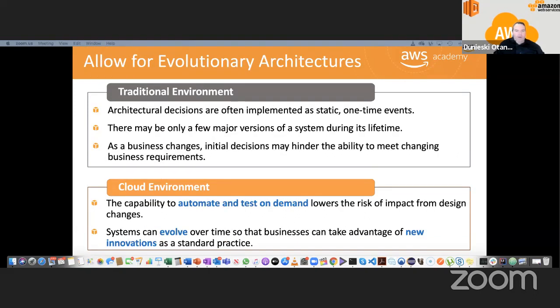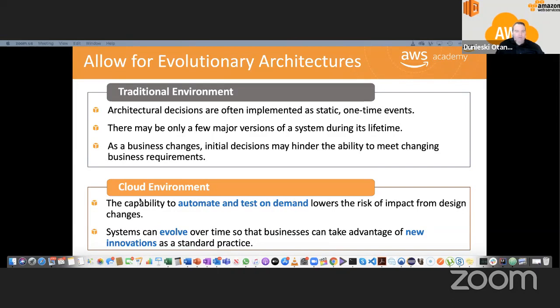Allow for evolutionary architectures. Architecture decisions are often implemented as static one-time events. There may be only a few major versions of a system during its lifetime. And as a business changes, initial decisions may hinder the ability to meet changing business requirements. When you make decisions at the beginning, it may limit the evolution of your software or system as you go. It all depends on where you start, what your design is.